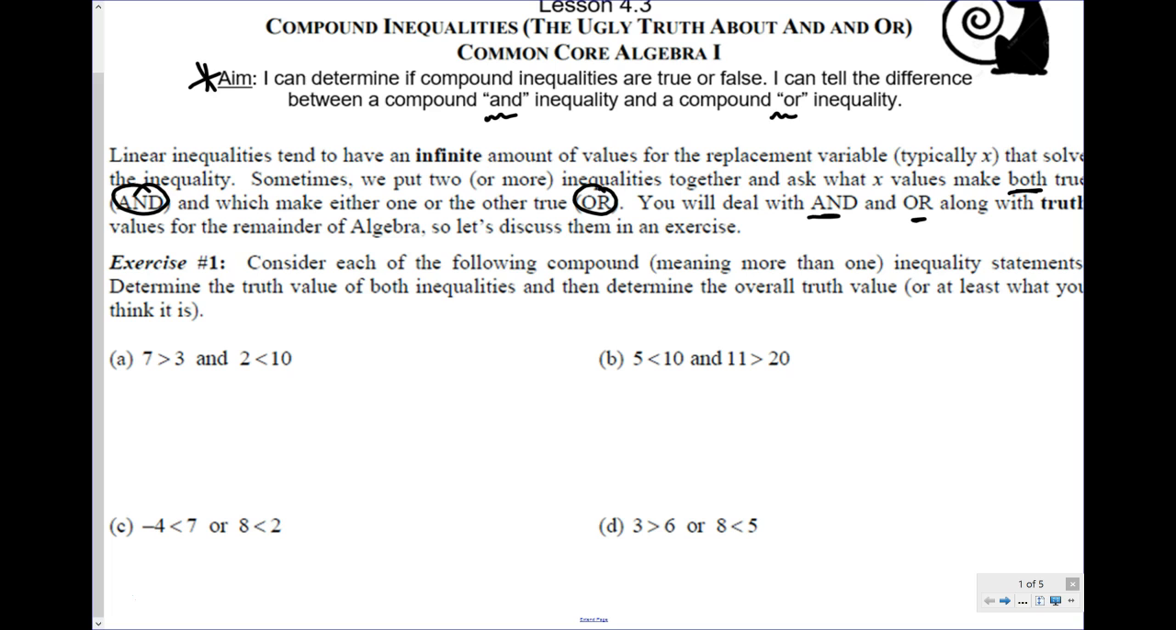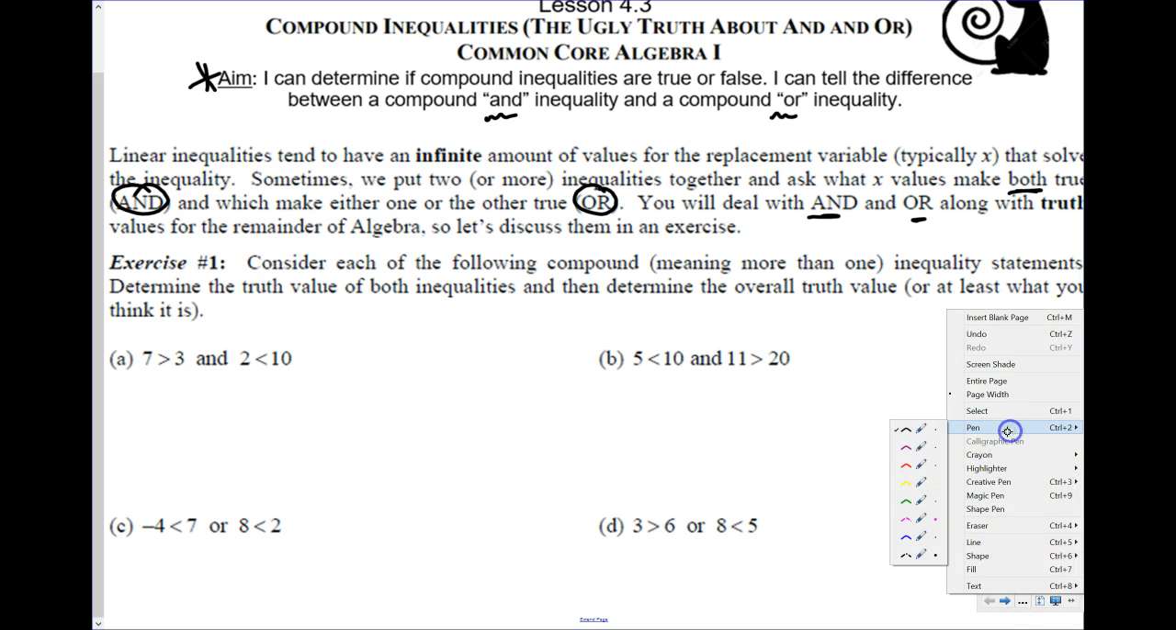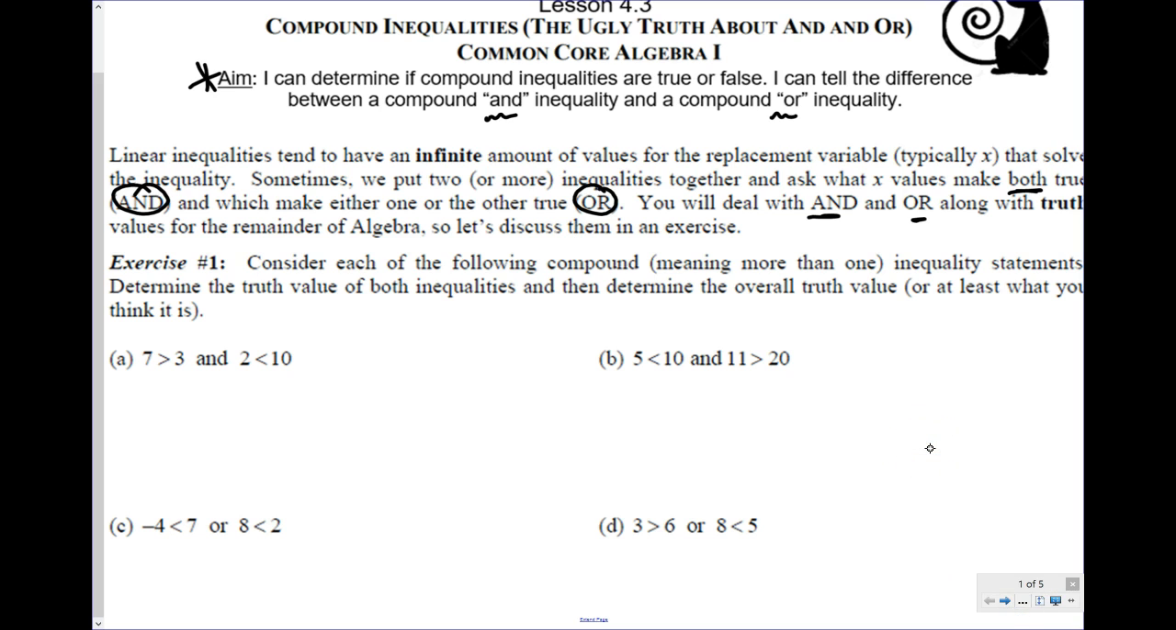Exercise 1. Consider each of the following compound, meaning more than one. Compound means more than one, like 2 or 3 or 4. Consider each of the following compound inequality statements. Determine the truth value of both inequalities and then determine the overall truth value. So what that means is we have to look at each inequality separately. So let's look at A.